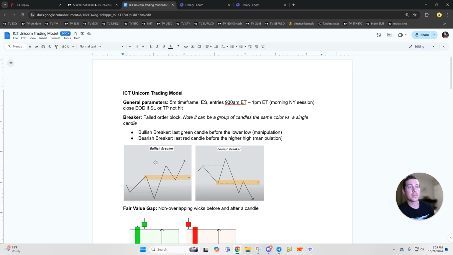So the first concept is a breaker. For those of you that are unfamiliar, this is essentially a failed order block. You might have heard me talk before about the last green candle before a reversal to the downside, there would be an order block up here. And once price invalidates that order block, the term that ICT uses is a breaker. In these images here, you can see where these breakers would be highlighted. And we'll go through some examples as well.